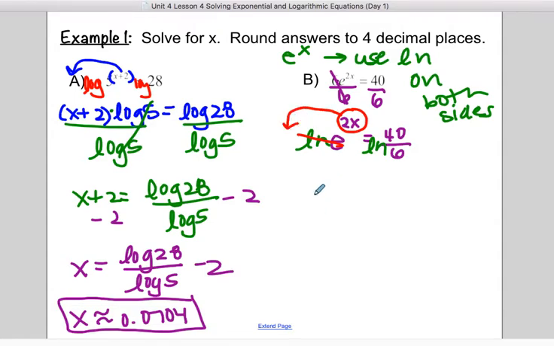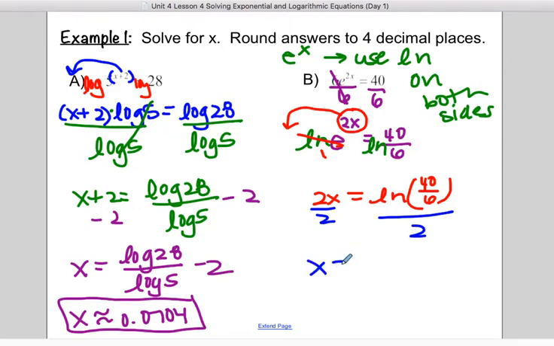So I would have 2x, and then ln of e is 1. So 1 times 2x is just 2x. ln of 40 over 6, and this is all inside the ln. And then our last step to get x by itself would be to divide by 2. Okay, so x equals ln of 40 over 6, all divided by 2. And so we're going to type it in and round to 4 decimals.